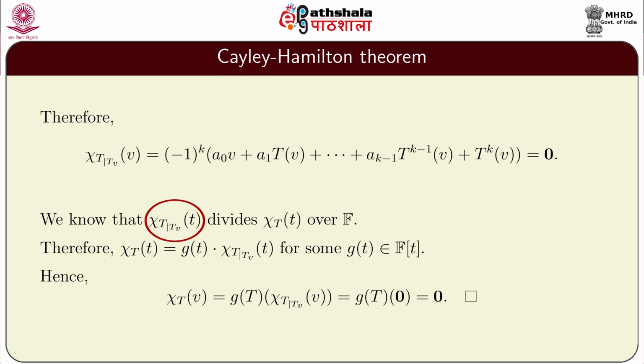We know that chi T restricted to T v of T, that is the characteristic polynomial, divides the characteristic polynomial of T over the field F. So, we can write chi T of T is g T multiplied by chi T restricted to T v of T for some polynomial g T in F T, and therefore, chi T of T of v is g T of chi T restricted to T v of v, but chi T restricted to T v of v is 0, therefore, g T of 0, and that is 0.